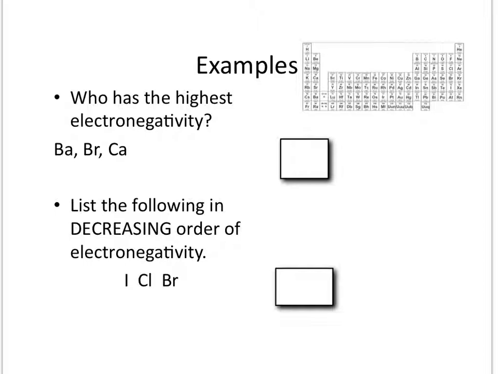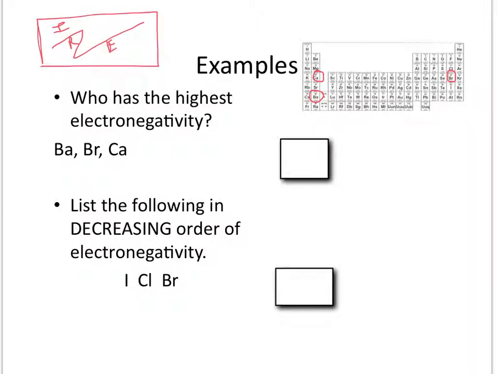All right, let's take a look at this example. Who has the highest electronegativity? And we have been given barium, bromine, and calcium. Here's another example of a pattern that is not a pure group or pure period trend. So we do once again have to look at the Zorro. Remember that it is the third line of the Zorro signature that represents electronegativity.